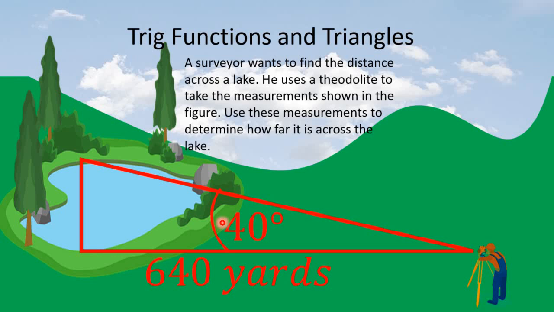We have a surveyor here who wants to find the distance across a lake. He uses the theodolite to take the measurements shown in the figure. Use these measurements to determine how far it is across the lake. So we're trying to find how far it is across this lake. And the surveyor has measured a 40-degree angle here, and he's 640 yards away. So from 640 yards, let's see.